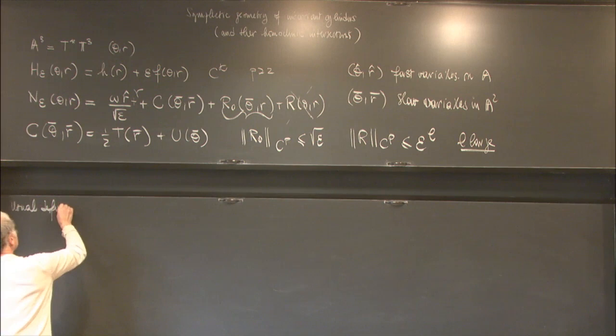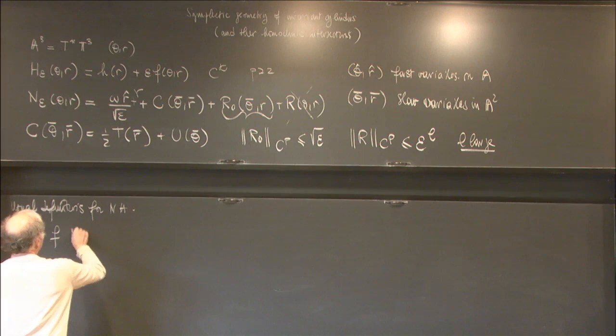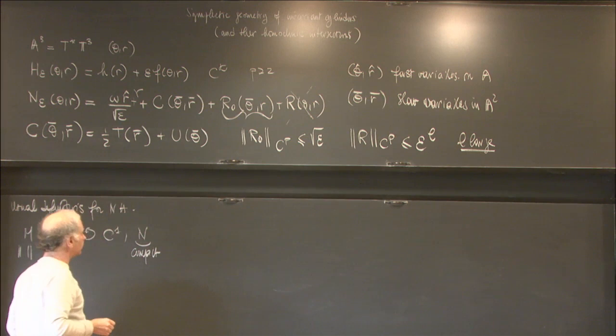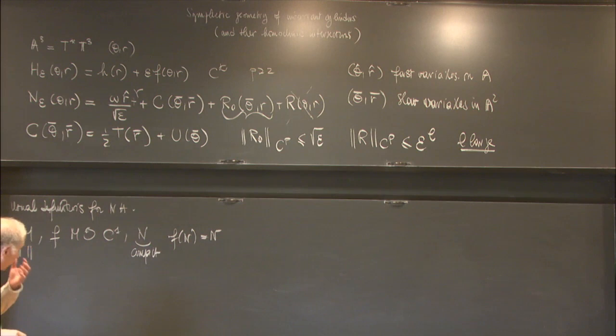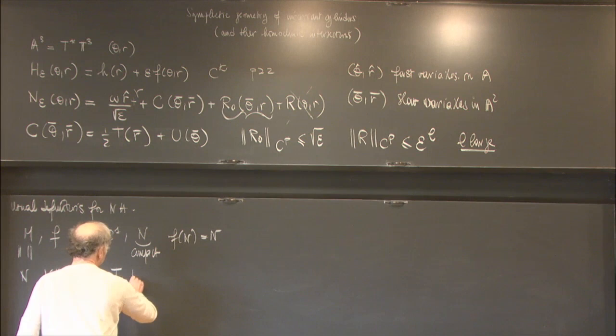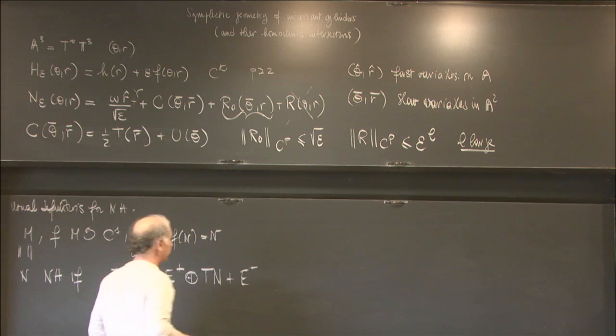for normal hyperbolicity. So usually you consider a manifold M, a C1 diffeomorphism F. You put a Riemannian metric on M. You consider a compact invariant manifold for F. And you say that N is normally hyperbolic if two things. There is a decomposition of the tangent bundle along N in three subbundles, E plus, TN, E minus, one stable, one unstable, which are DF invariant.